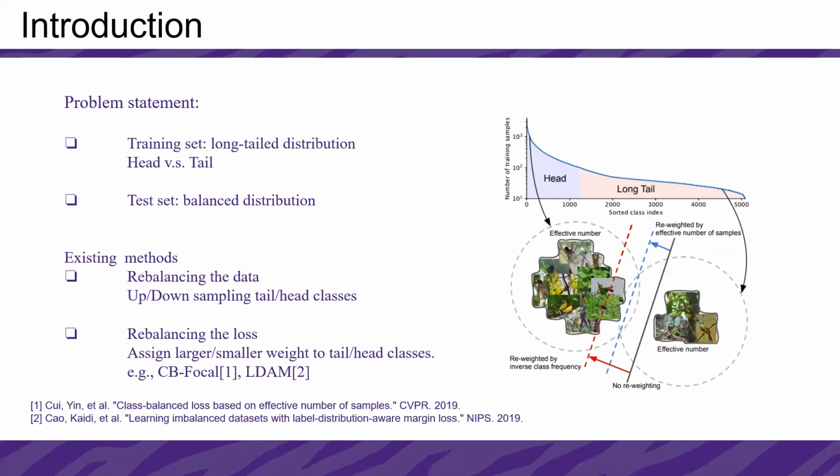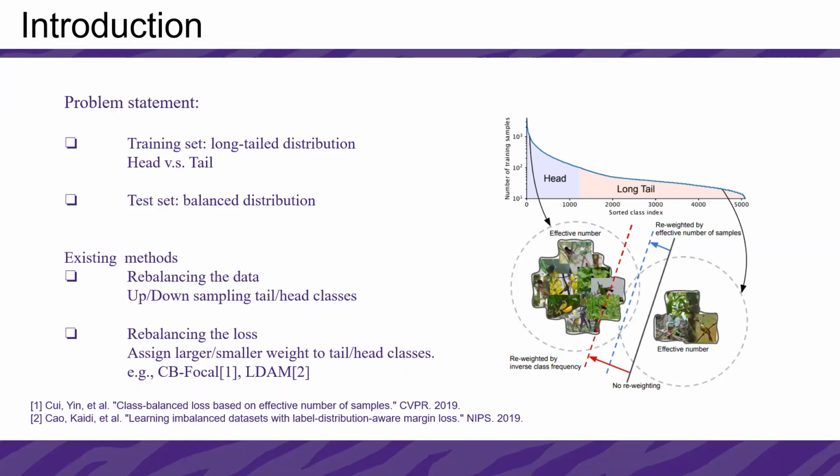So here is the problem statement. The training set has a long-tailed distribution. It means you train the model on the imbalanced dataset. Now you can see the head and the tail. But the test set, we all know, has a balanced distribution.